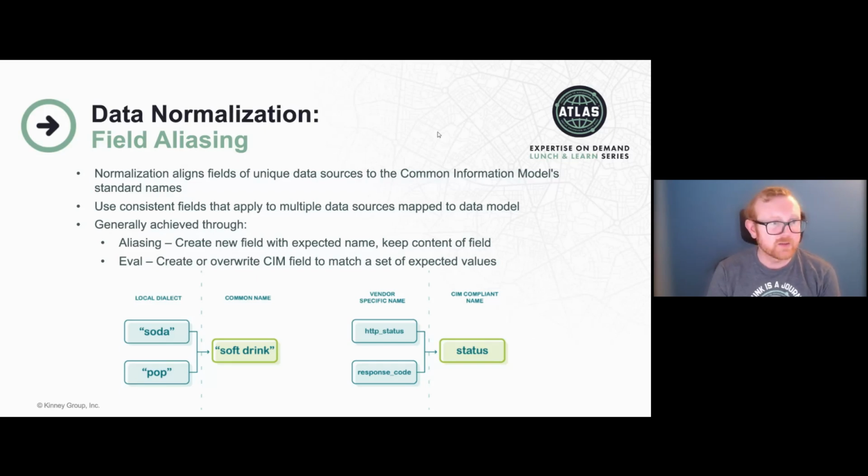So a good way to think about this outside of the text sphere is local dialect versus common name, at the bottom left there. Some people will say soda, some people will say pop. Pretty much everyone knows that you mean soft drink. In the same way, a vendor-specific name might be HTTP status, another vendor's name might be response code, and the CIM data model will bundle those together under just status. So that's the data normalization process that's involved with data models, especially the CIM data models.